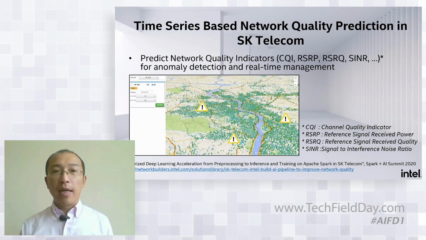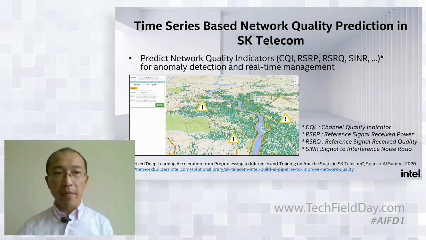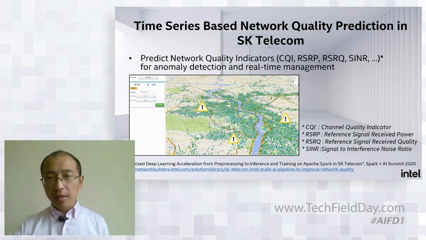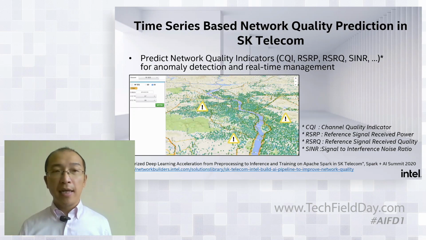What SK Telecom is trying to do here is collect the network quality indicators. There are a bunch of indicators from their base stations. They collect them every few seconds or minutes, and they get all those network quality KPIs and try to predict what the network quality will be, for anomaly detection and real-time management.